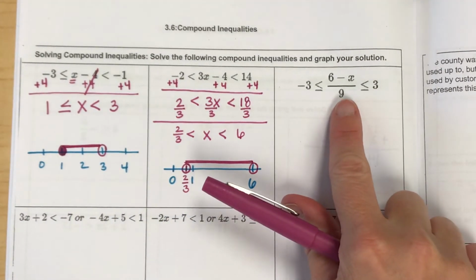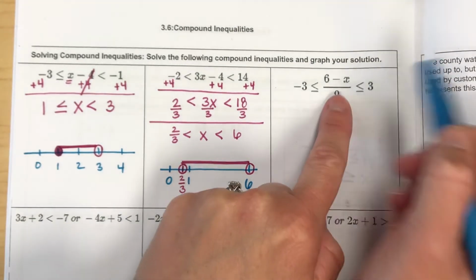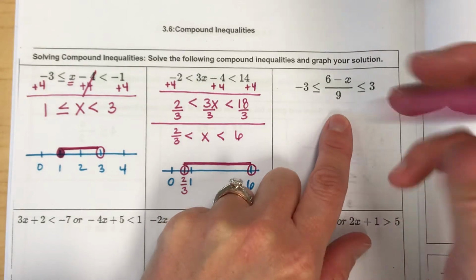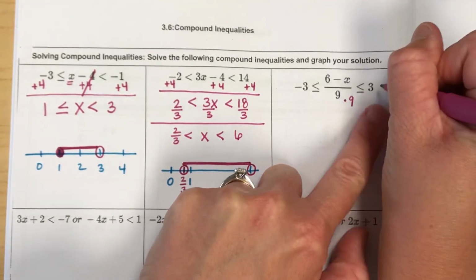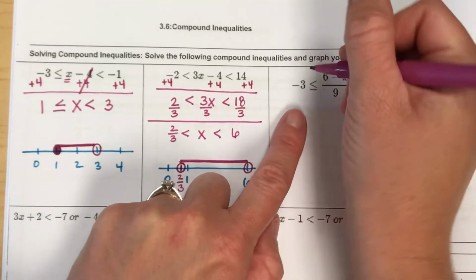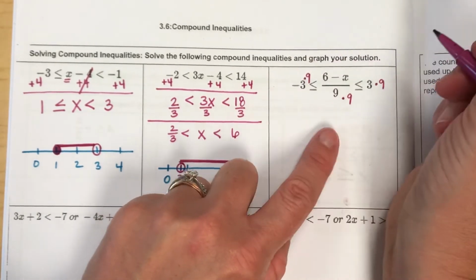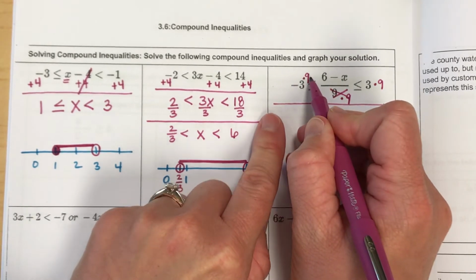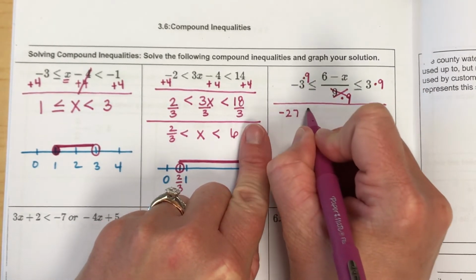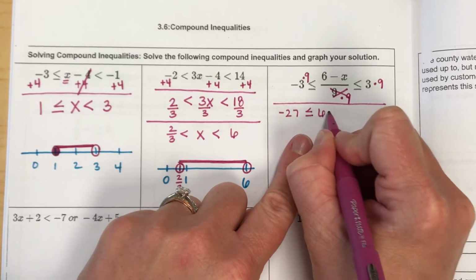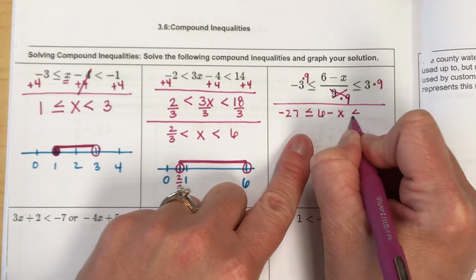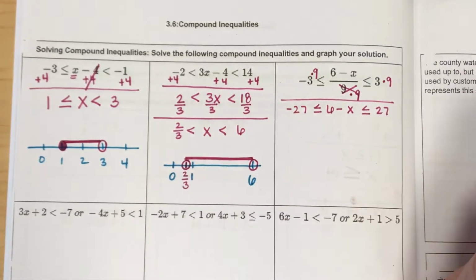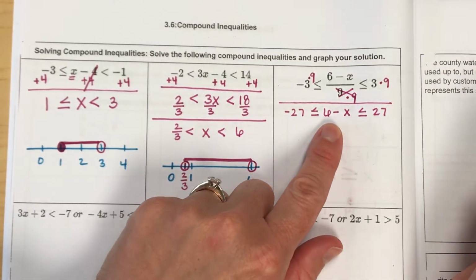Okay, now for this question over here, if I want to isolate my x, what I need to do is first get rid of the divide by 9. So I'm going to multiply my middle by 9, my right by 9, and the left by 9. That's going to get rid of that fraction. So negative 3 times 9 is negative 27. That's less than or equal to 6 minus x, which is also less than or equal to, at the same time, 3 times 9, or 27.